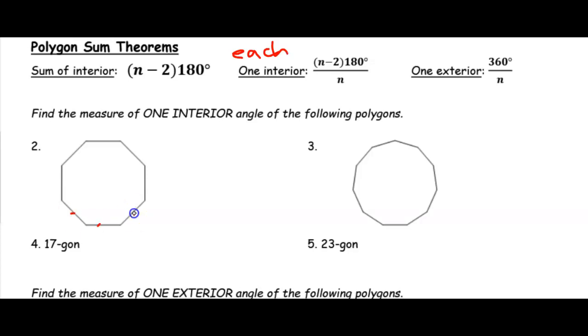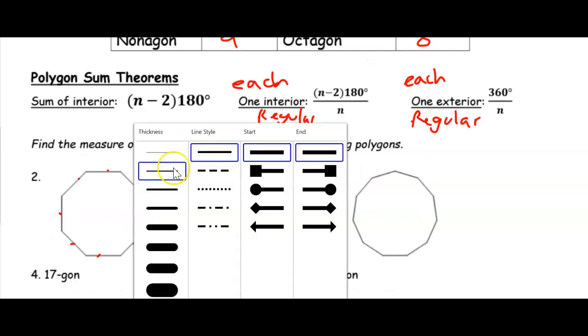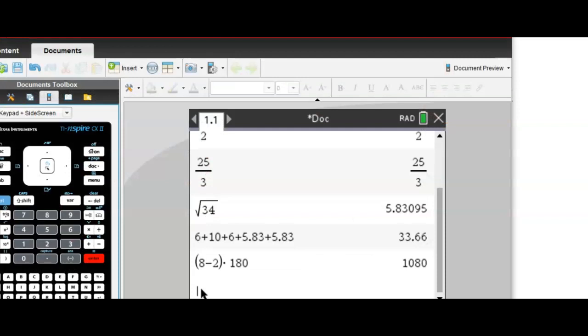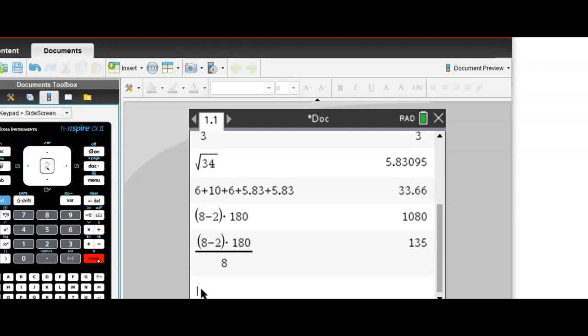So 1, 2, 3, 4, 5, 6, 7, 8. So 8 minus 2 times 180 divided by n, which is actually 8 minus 2 times 180, and then divided by 8, gives you 135.